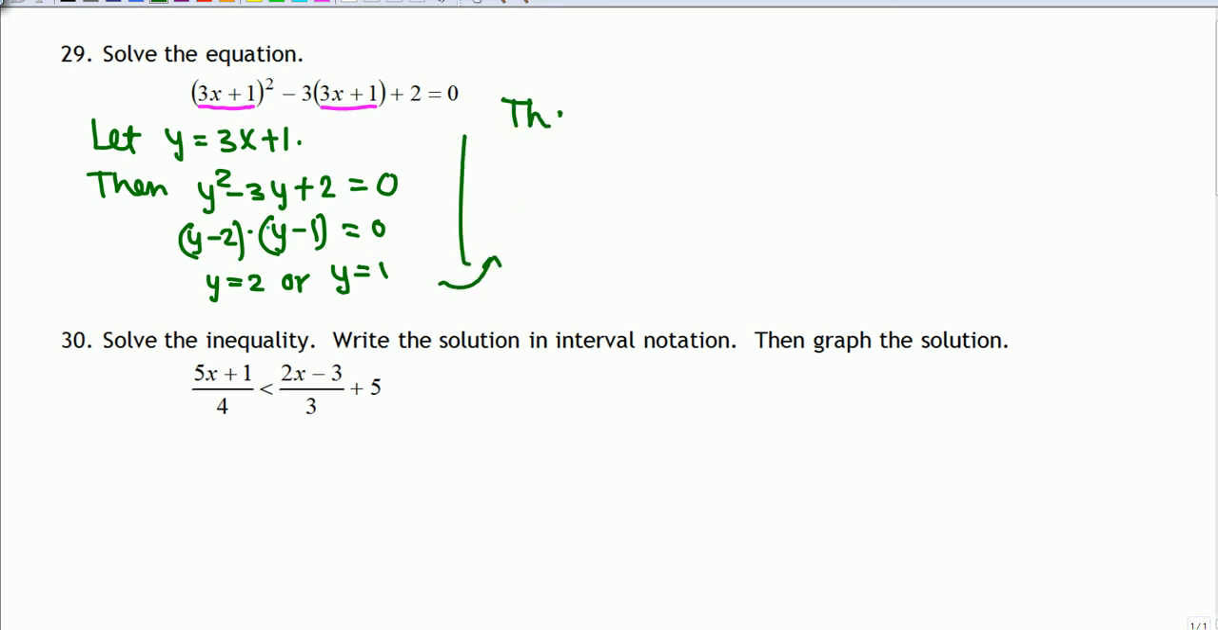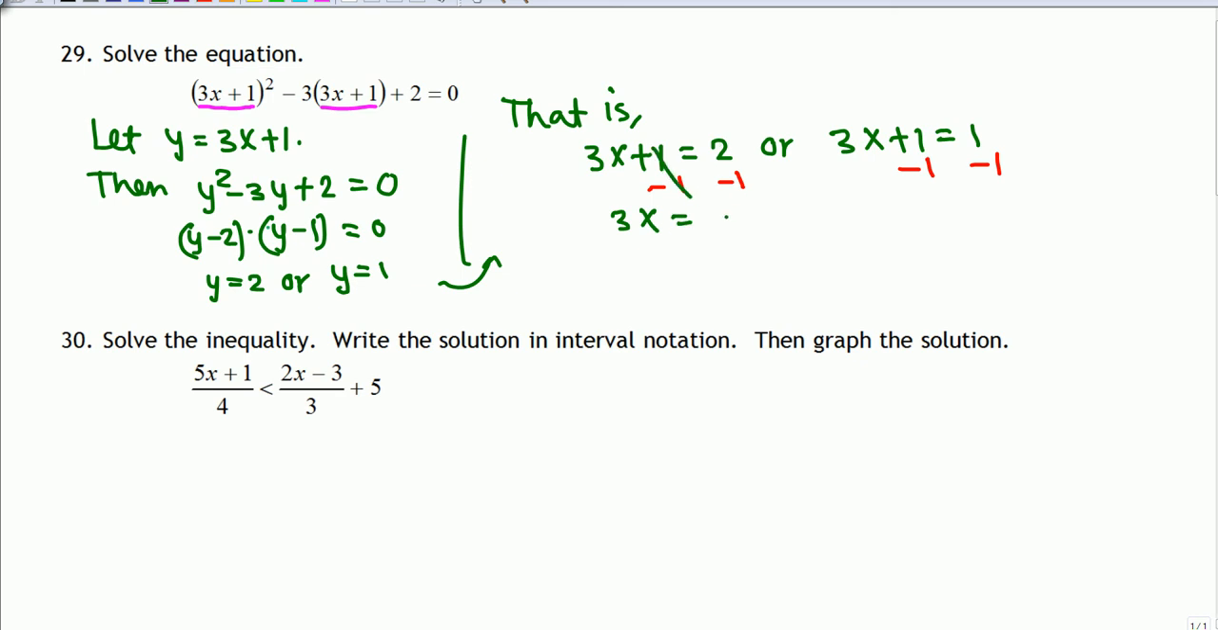But those are not answers, because y is 3x + 1. Now back substitute the value of y. So y is 3x + 1. So 3x + 1 = 2, or 3x + 1 = 1. Now solve for x. So subtract 1, and we get 3x = 1, or 3x = 0.